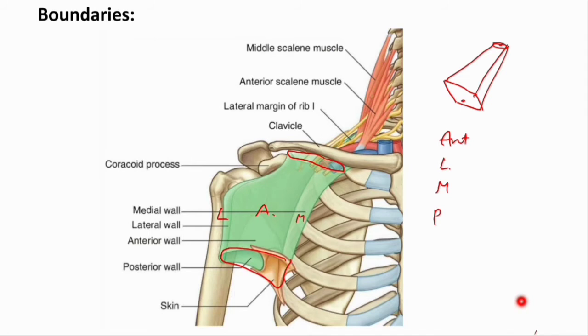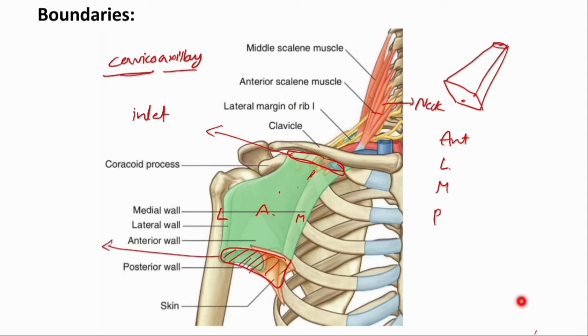Coming to the apex, it is also called the inlet of axilla, as it allows the neurovascular structures into the axilla from the root of the neck. Hence, it is also called the cervicoaxillary canal, as it allows structures from the cervix, the neck, to the axilla. Coming to the base, it is also called the floor of axilla, and it is formed by the skin, superficial fascia, and the axillary fascia.